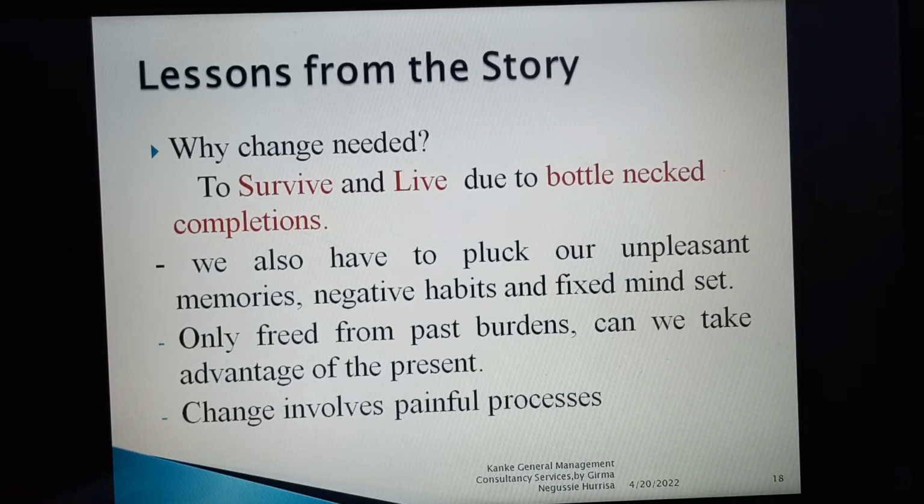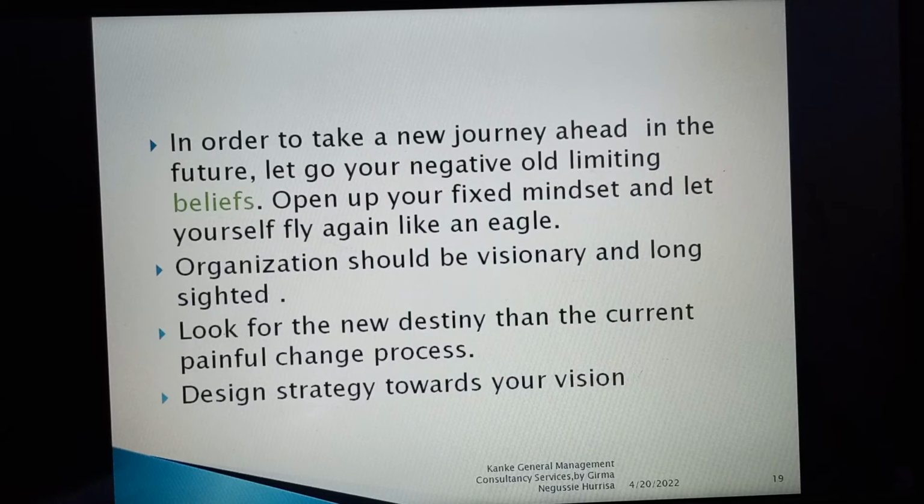The other thing that we learn from this story is that change involves painful processes. Change costs us. We have to pay in terms of resources, in terms of time, in terms of various aspects, even energy. So unless we pay the cost, we will not get our bright future. We will not achieve our better destiny.